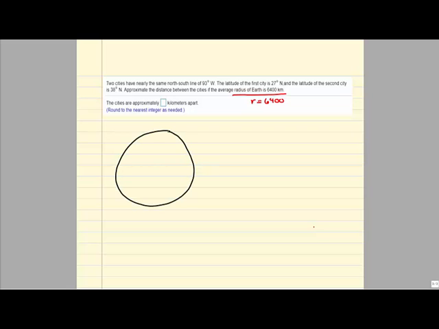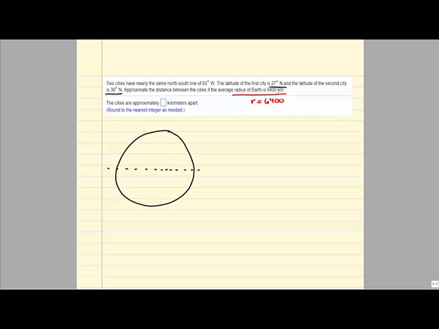This would be our globe, our flat globe here. And here's the equator. And now these are both north. 27 degrees north, 38 degrees north. So that means I'm above the equator in this particular case. Now it says the same north-south line of 93 degrees west. Well, the north-south line in 93 degrees west would be somewhere over on this side, because this is the west side of the globe.